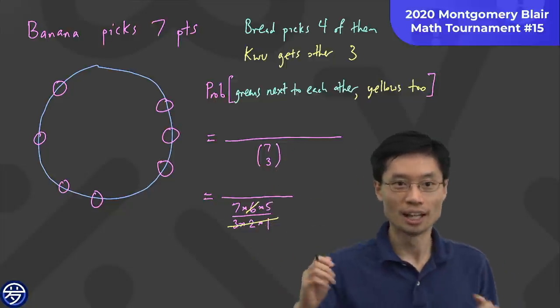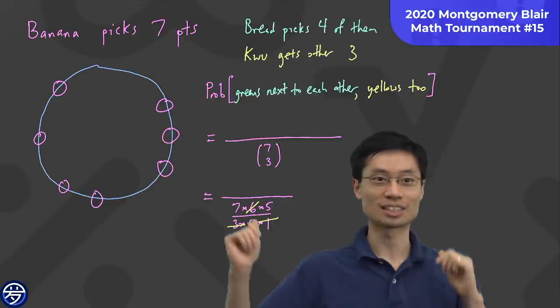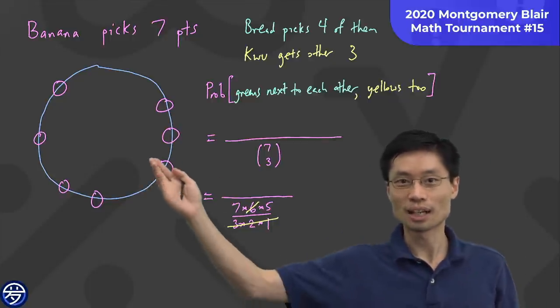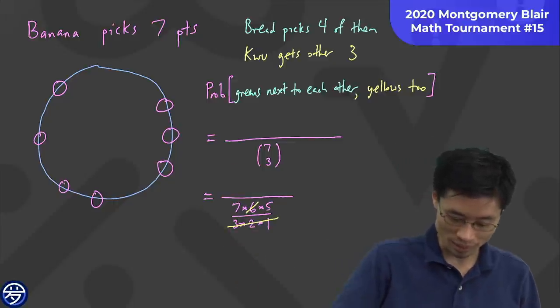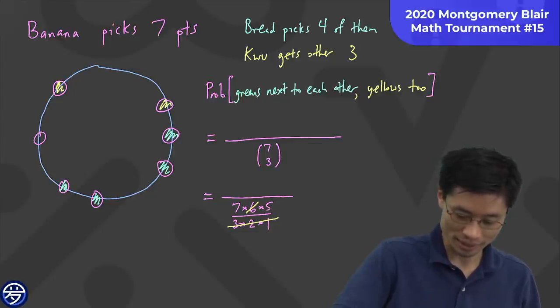But what's the numerator? How many ways are there to pick all 4 of the greens next to each other? Yes, that's right, Dylan S. There are 7 ways. Because how do you pick the greens next to each other? Well, here's one way. 1, 2, 3, 4. And the yellows next to each other is the other ones.